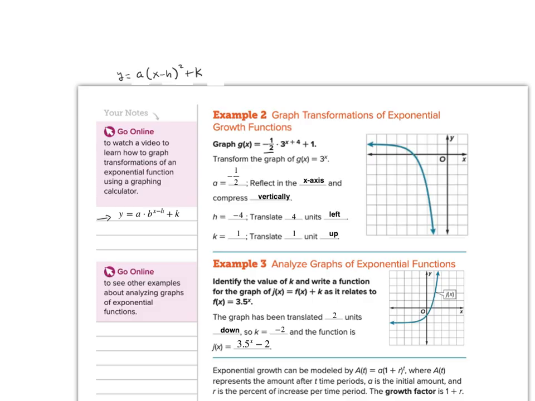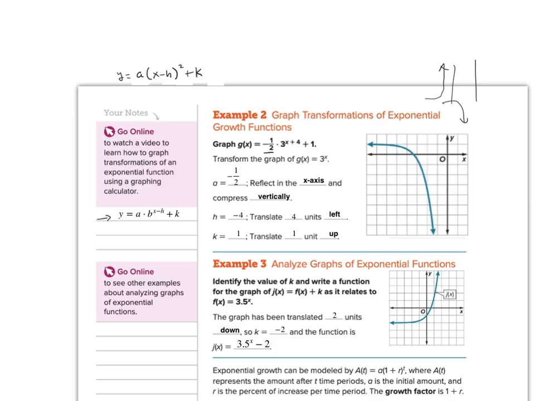Negative 1/2 means that it reflects over the x-axis and compresses vertically. Think about it, as we compress vertically, we get more narrow, so it looks like it is going to go up faster or down faster in this case. Okay, that's what it means, compressing vertically.